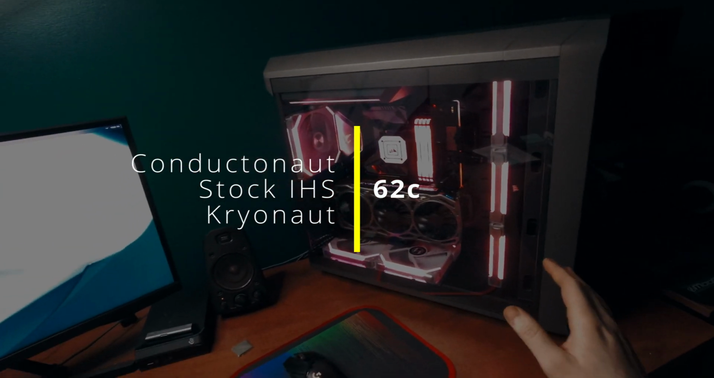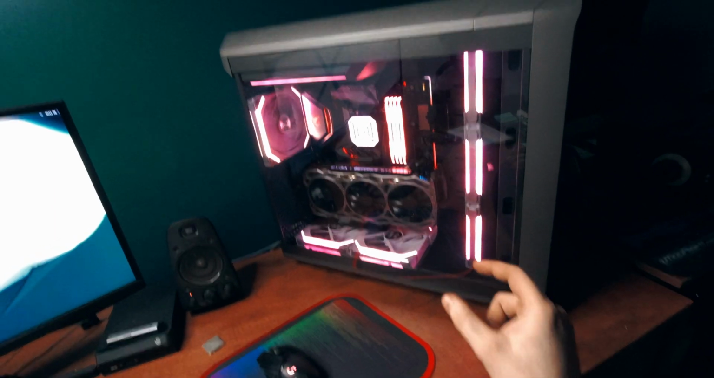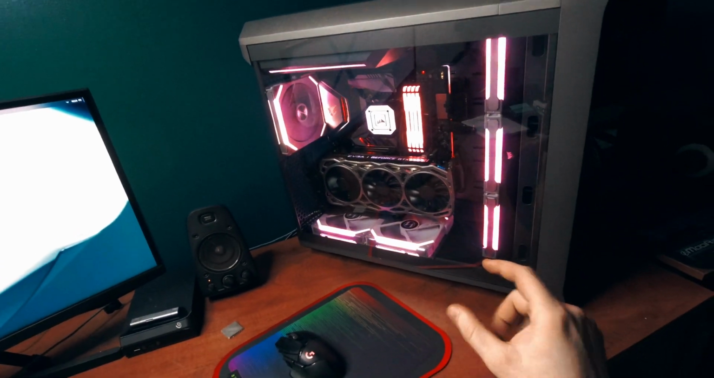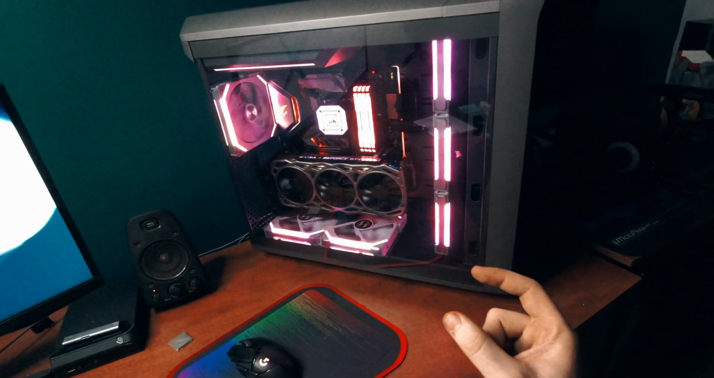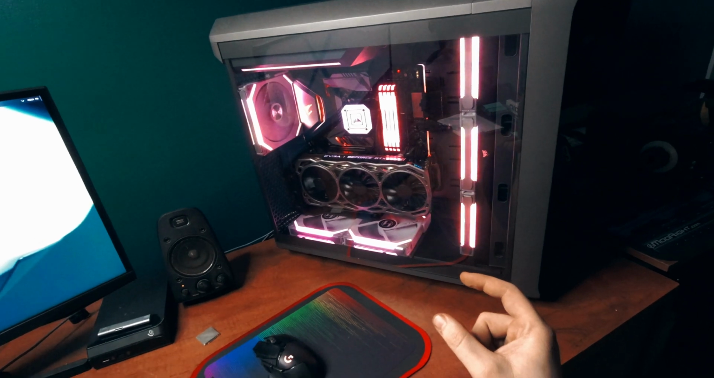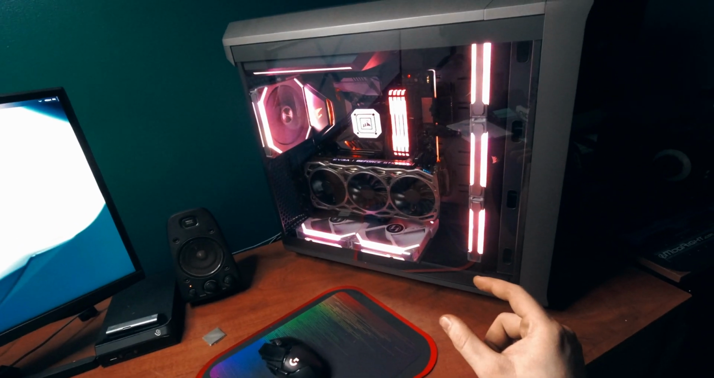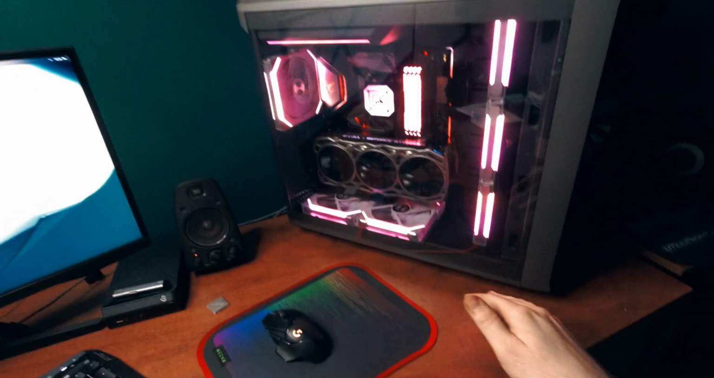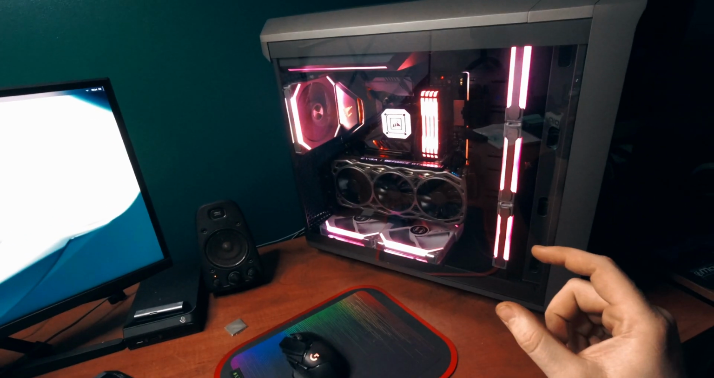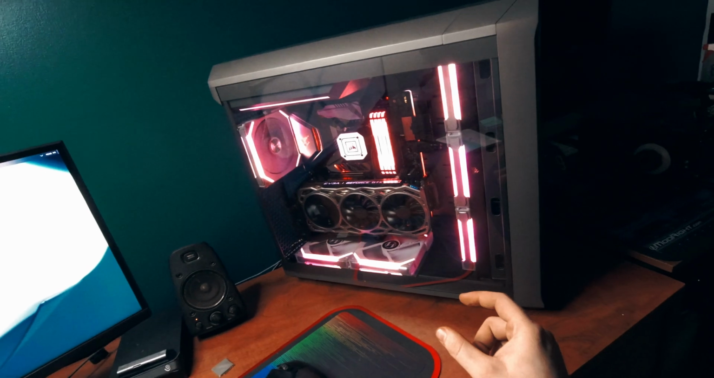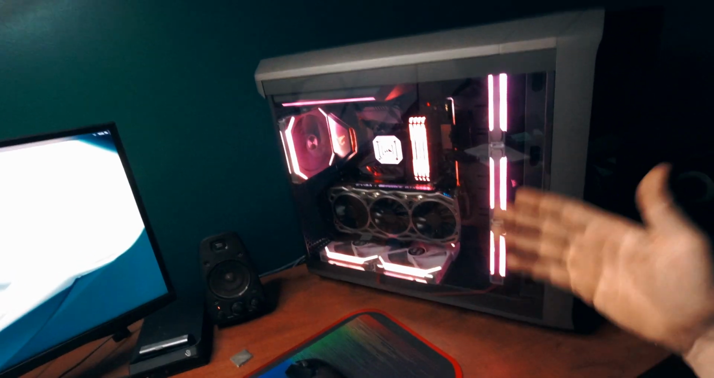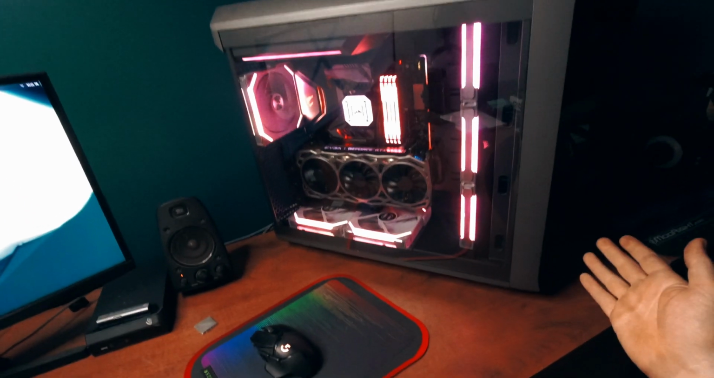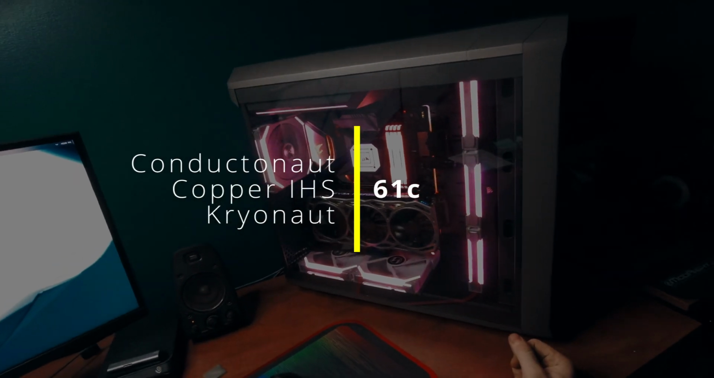The next test was the exact same thing, but with the Billet copper integrated heat spreader. Because I wanted to see if that piece was solely for aesthetics or if there was actually something better for that. Delidded i9, no solder interface material, Conductonaut liquid metal, but this time I used the Billet copper integrated heat spreader. Then I used Kryonaut and then the cooler. And with that, I actually ran 61 degrees Celsius.